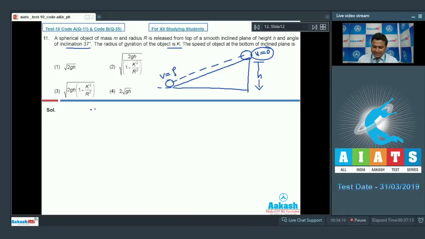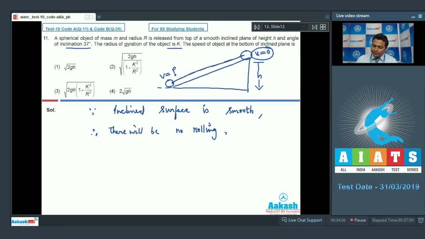So we can write, since the inclined surface is smooth, therefore there will be no rolling. Now the particle is coming from the top of the incline to the bottom without rolling. It's just sliding, so we can apply the conservation of mechanical energy.